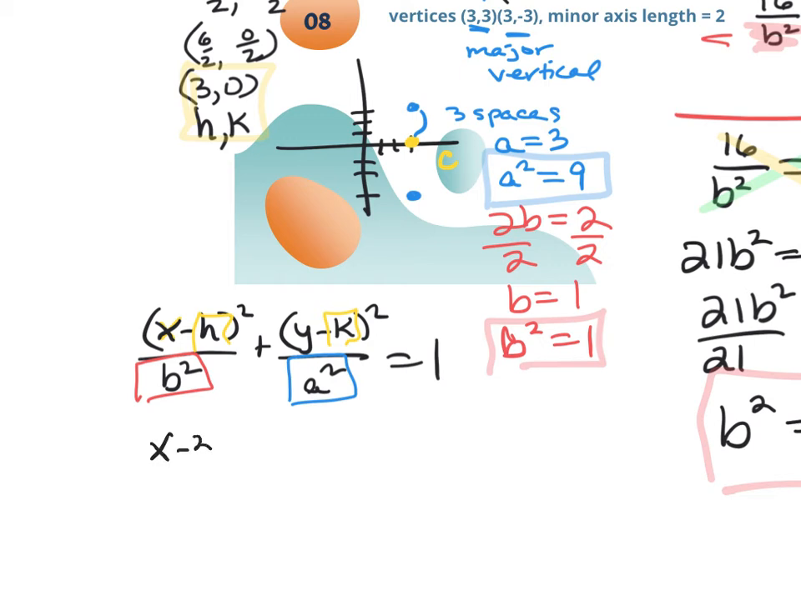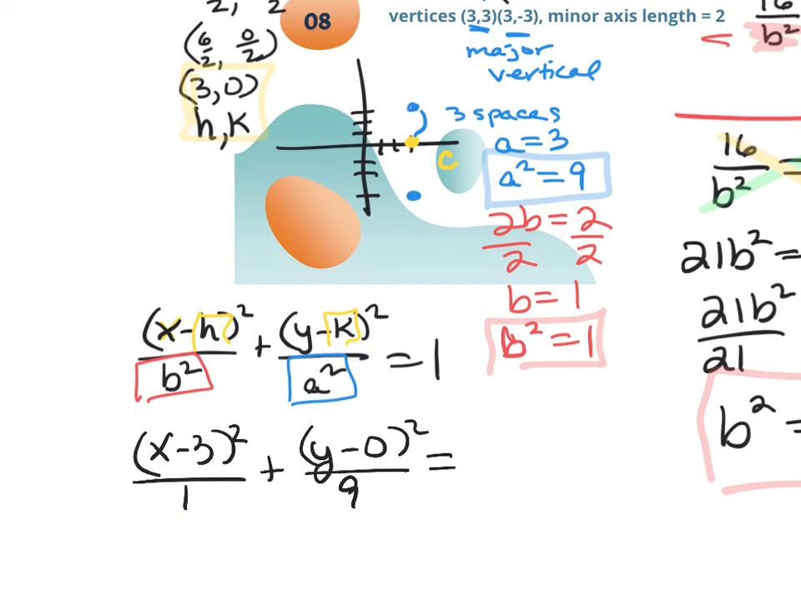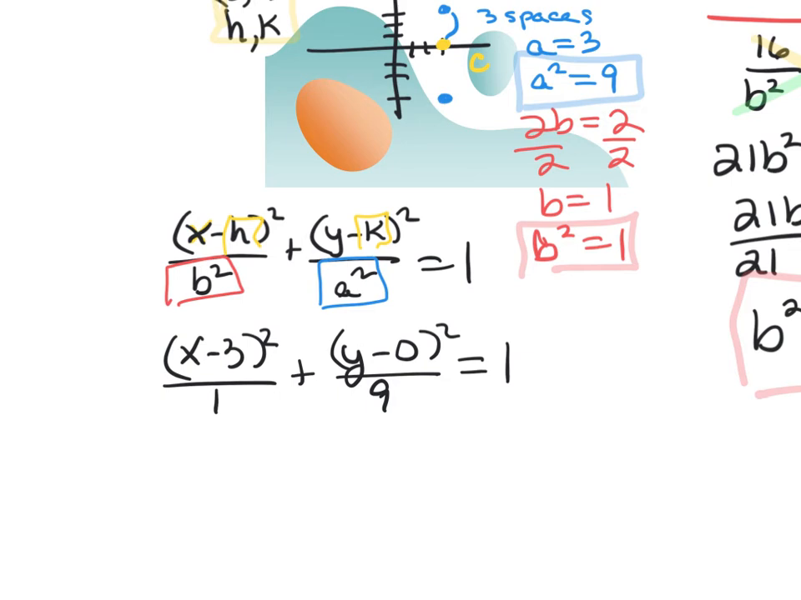So x minus 3 squared over 1 plus y minus 0 squared over 9 equals 1. Now, I really don't need to put the 0 in there with the y or the 1 in the bottom of the first fraction. So simplified, here is your standard form.